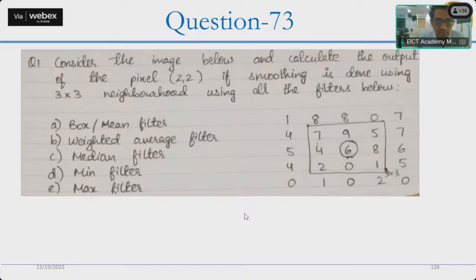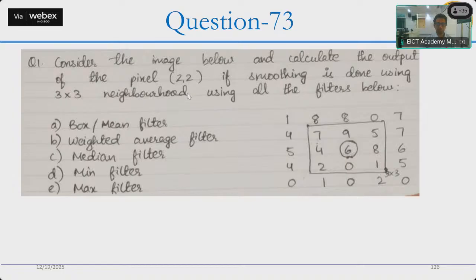Now consider this image below and calculate the output of the pixel if smoothing is done using a 3 by 3 neighborhood using all the filters below. So what has been shown here is the mean filter. Again, necessarily you need to use a low pass filter. So a mask of 3 by 3 size is there and you need to apply it here.